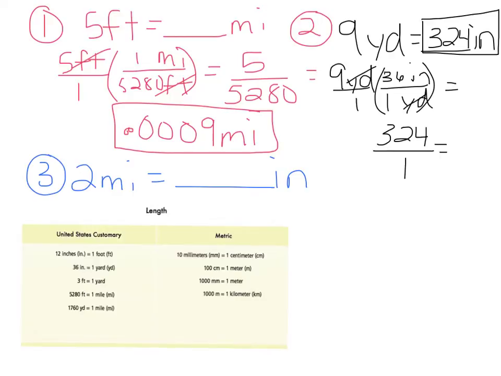Okay, and number 3, we want to convert miles to inches. So we start off by 2 miles over 1. Draw your parentheses. We want to put miles on the bottom, cancel it out. Now we're not going to go ahead and put inches up there right away. We want to look at our conversion chart first. So we want to look for something that'll convert miles to inches. So we're looking for miles equals so many inches.